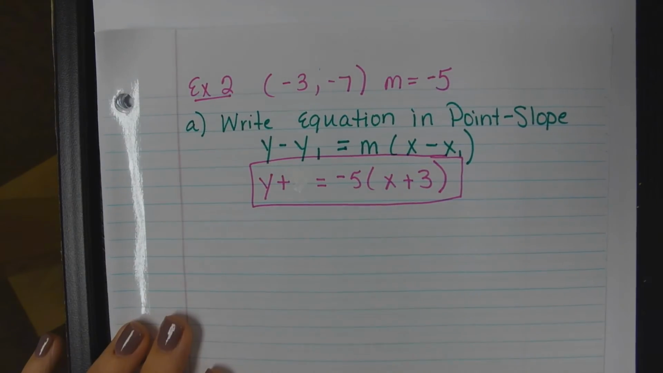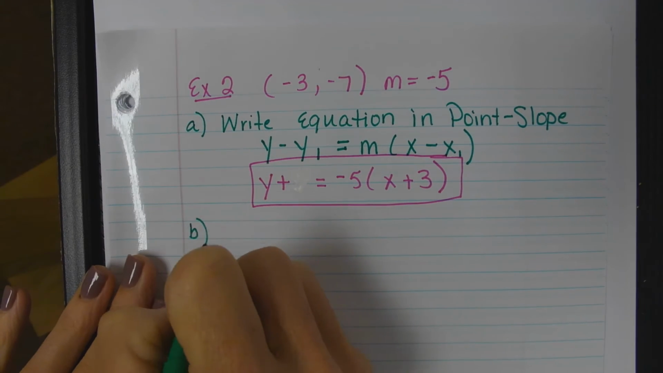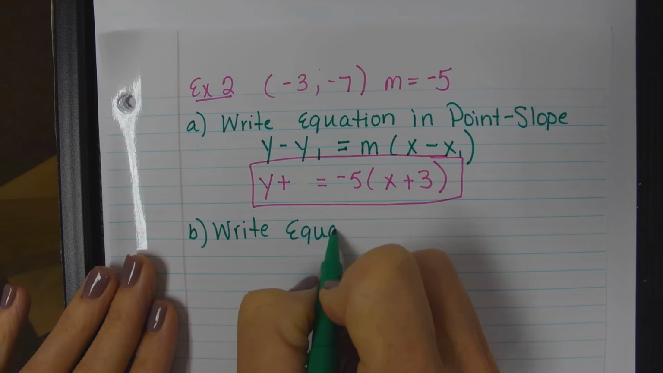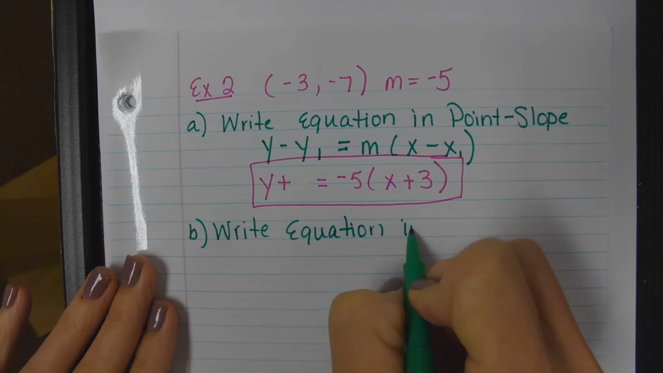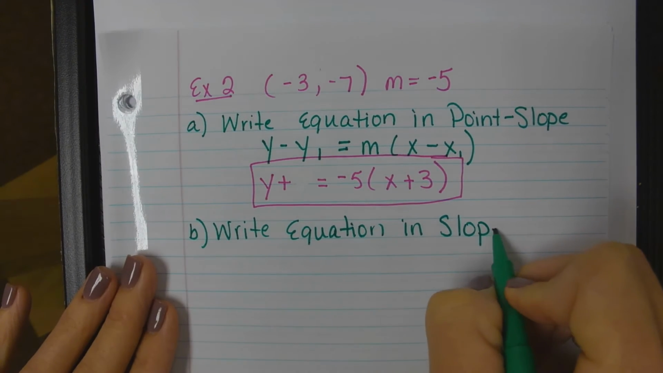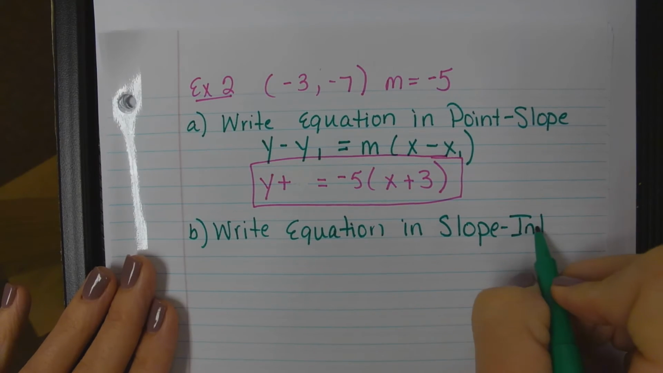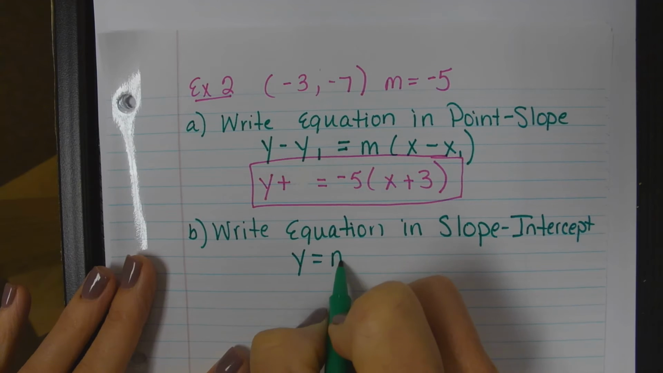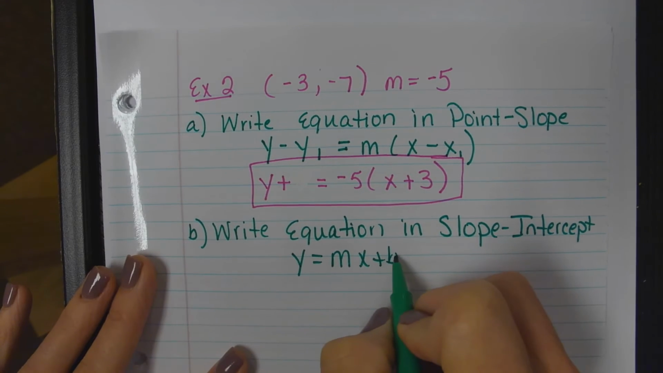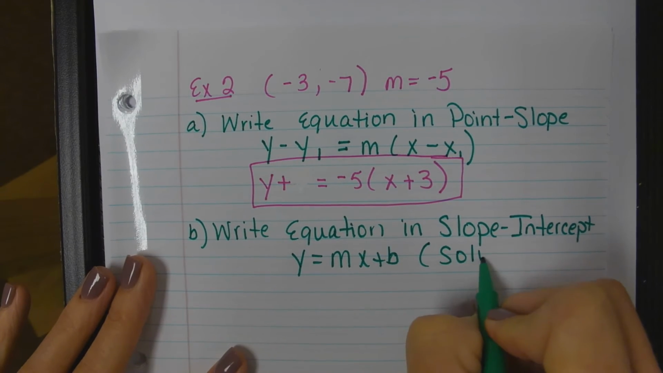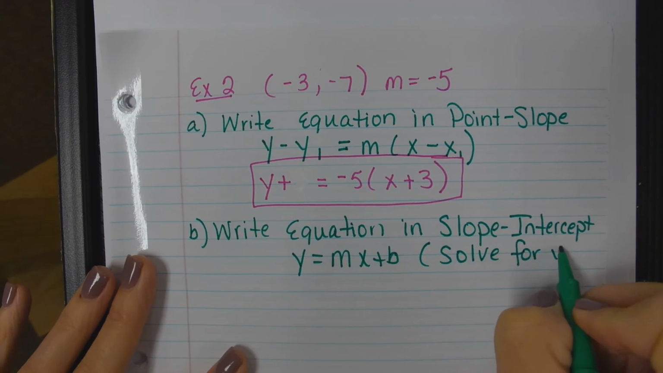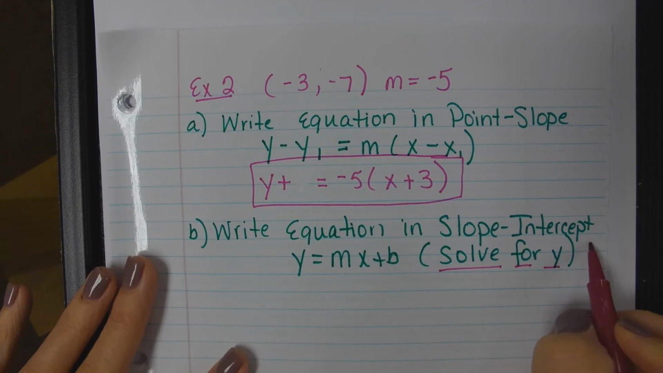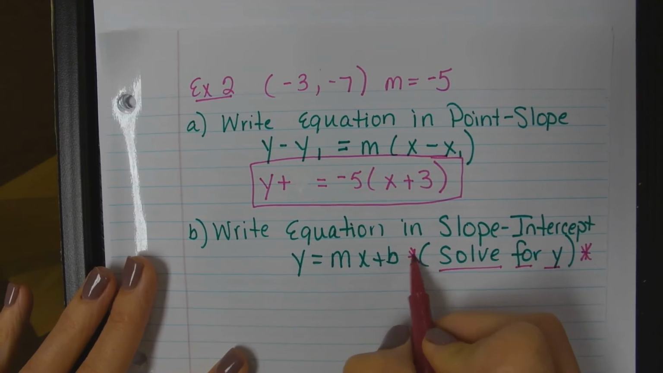All right, while that is drying, let me go and do B. So what is question B? Write the equation in what form? Right, slope-intercept. Just a reminder, here is slope-intercept. Remember, basically, you solve for what variable? Y. I'm going to underline that in pink because that's really the most important part. I'll even do some stars.